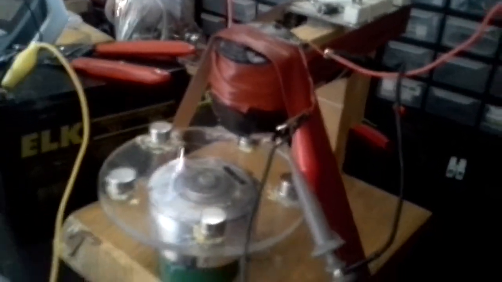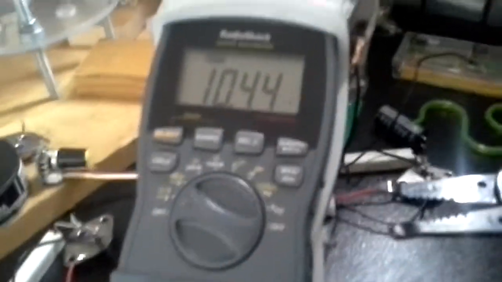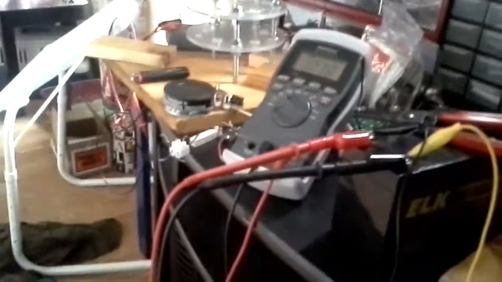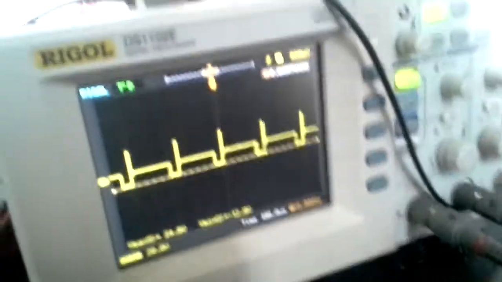You see my O-scope's hooked up across the coil. It's got my battery unplugged up. You can see it's absorbing the charge right now. De-sulfating the battery and absorbing the charge. Here is the O-scope spikes.